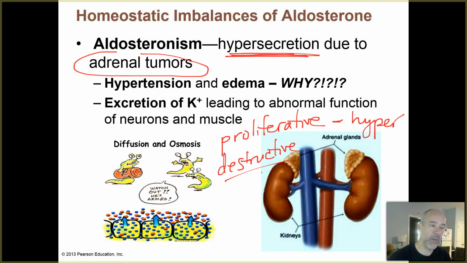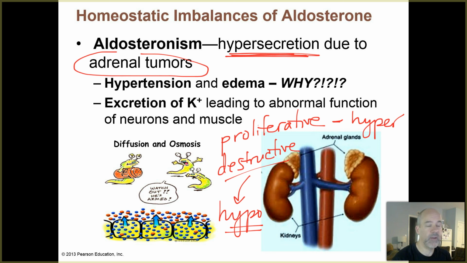Destructive tumors, where you might have a cancer that's invading an endocrine gland and actually destroying the normal cells within that gland, lead to hyposecretion. So you could have a proliferative tumor in the anterior pituitary that's causing overproduction of some anterior pituitary hormones, or you could have a destructive tumor there that's causing decreased production of anterior pituitary hormones.